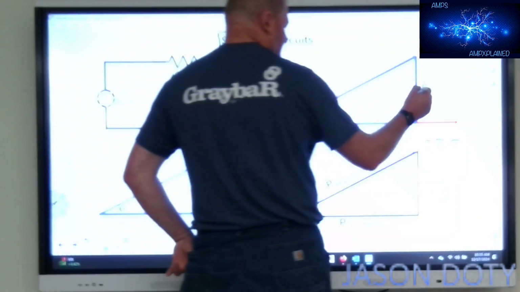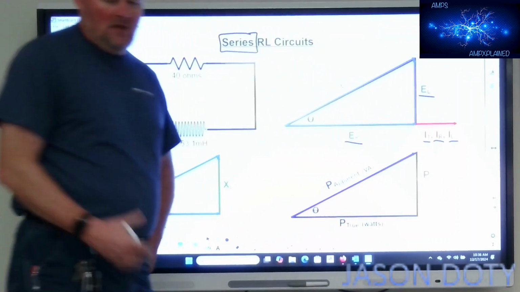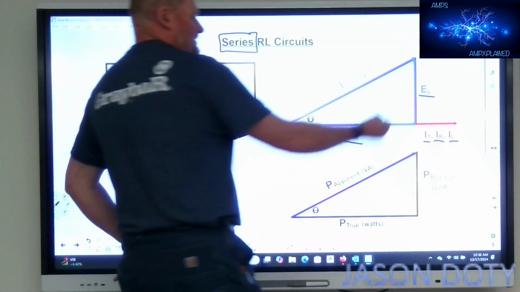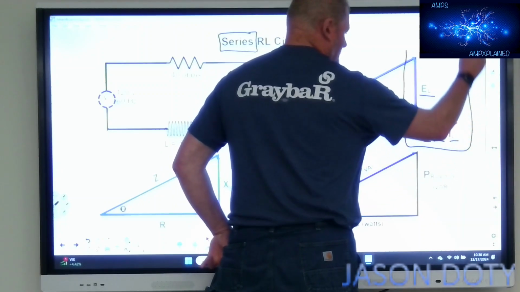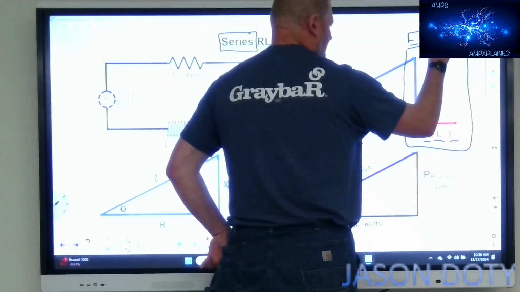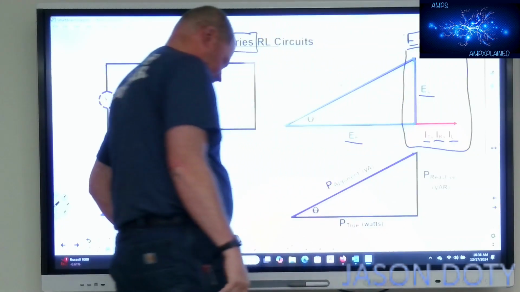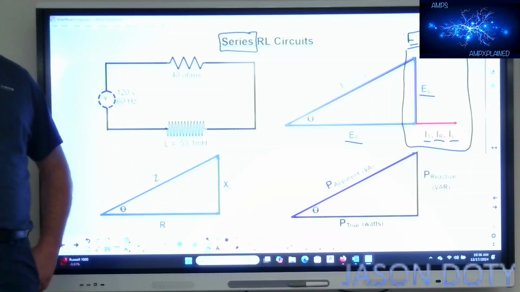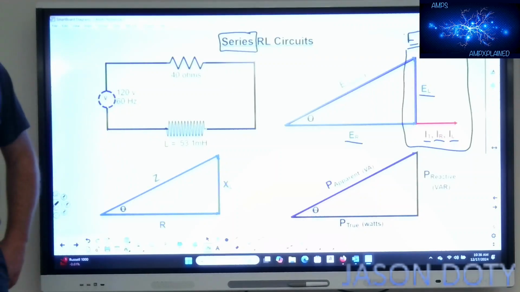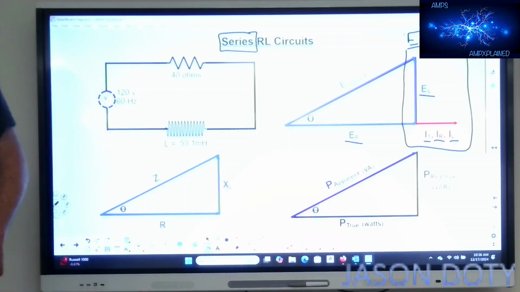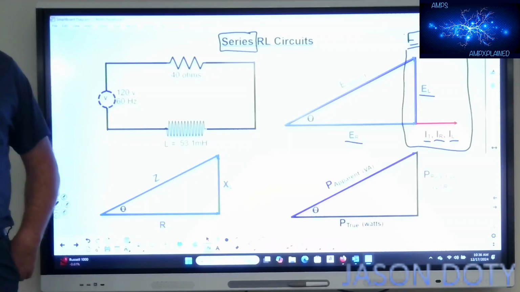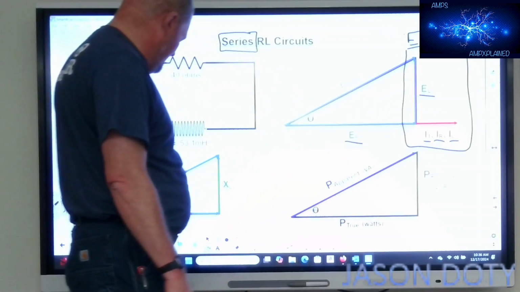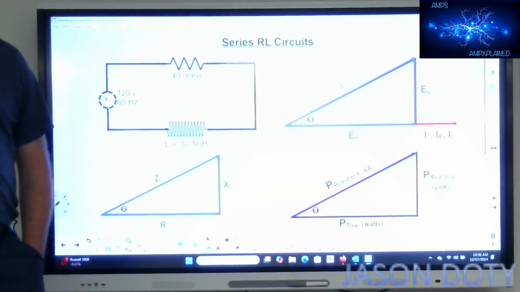Then we see at the 90-degree angle, the voltage applied to our coil, our inductor. And this vector right here represents our little acronym known as ELI. ELI is how we understand what happens to voltage and current in an inductor. Voltage is going to lead current by 90 degrees through an inductor. And that's what we see on display in these vectors that we have arranged into triangles.